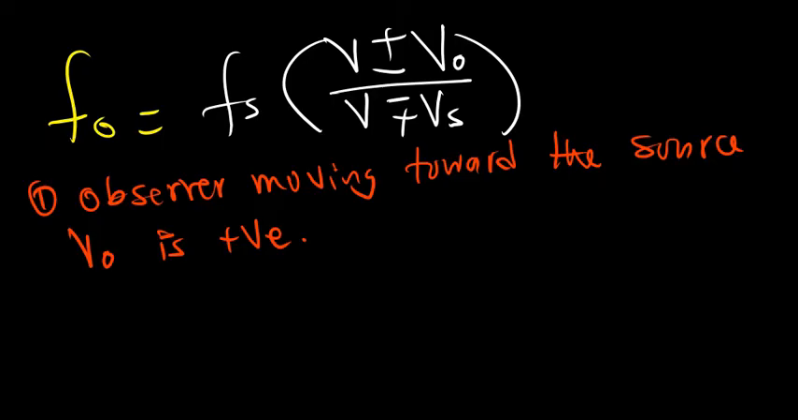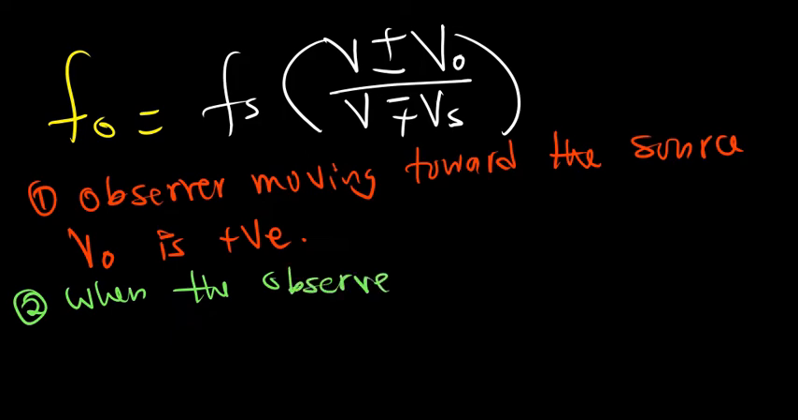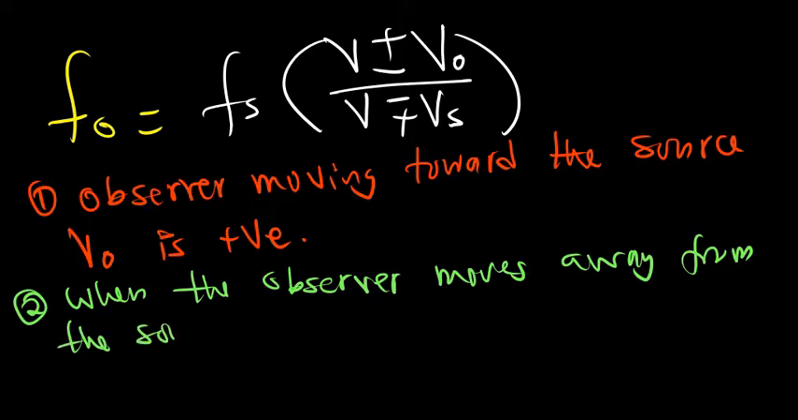Then when the observer is moving away, that is point 2. It's just the opposite of the first point. When the observer moves away from the source, the VO is negative. Is that okay?